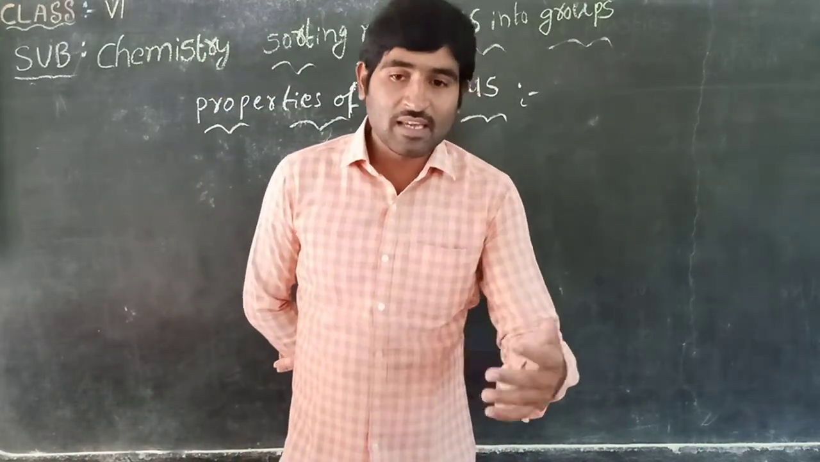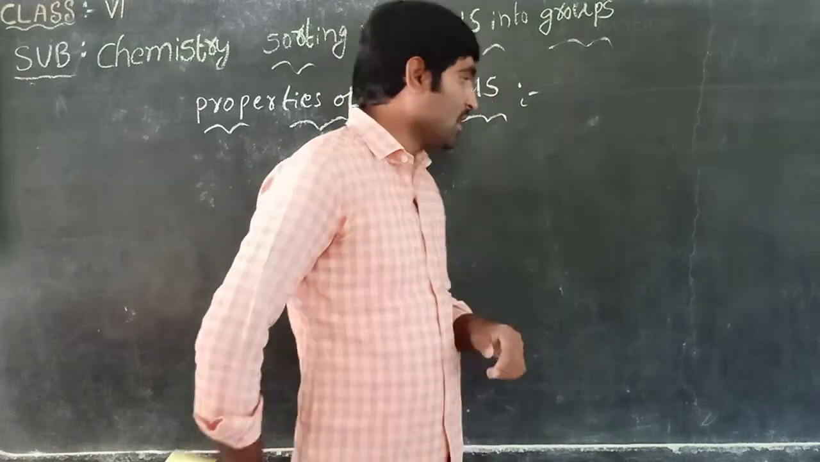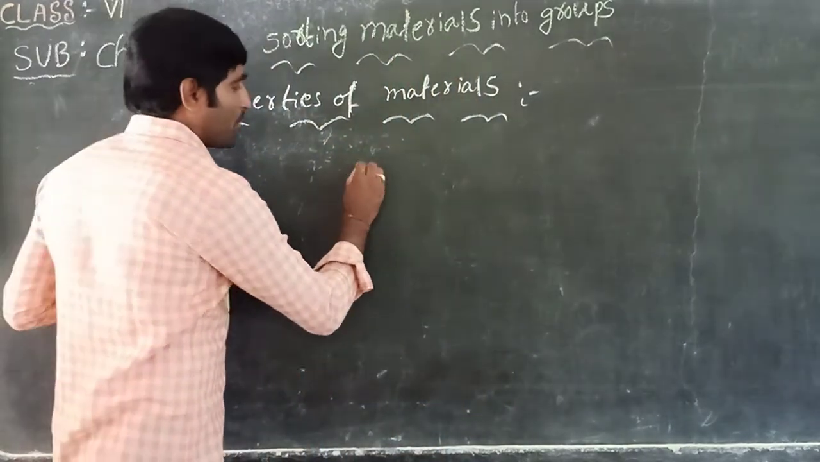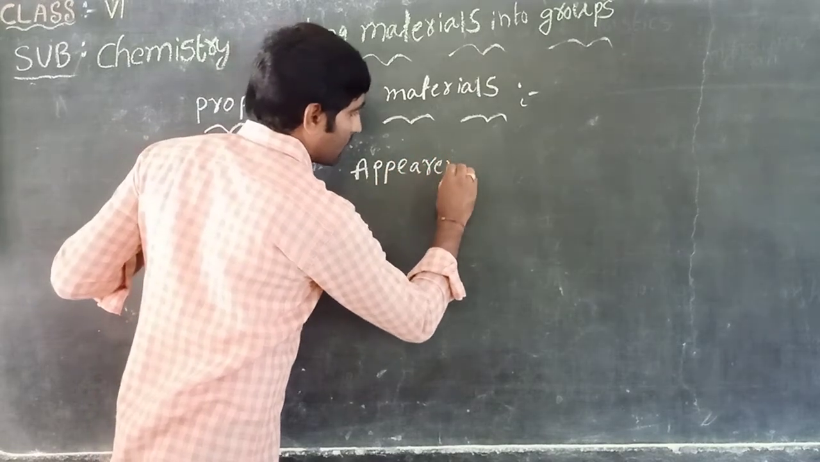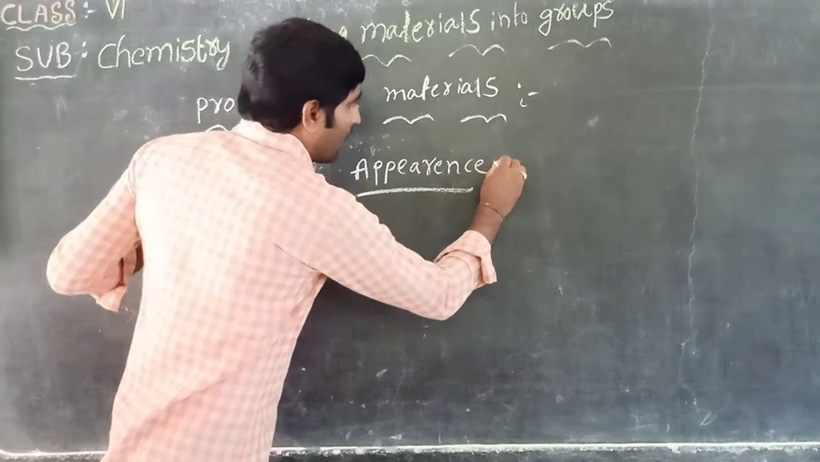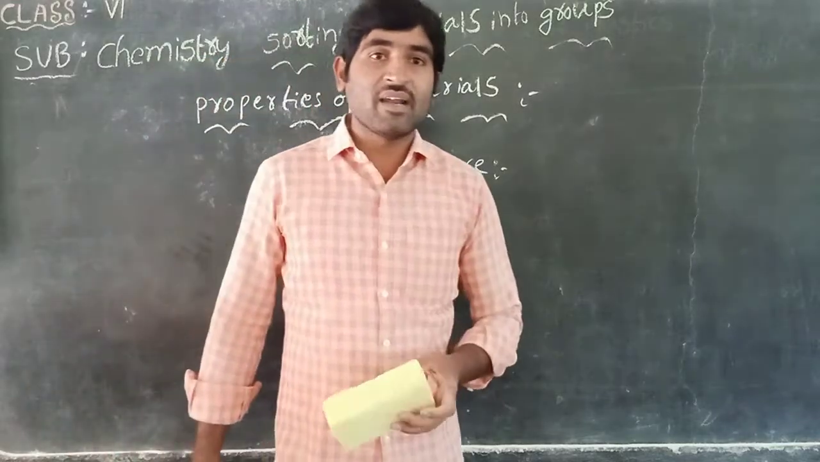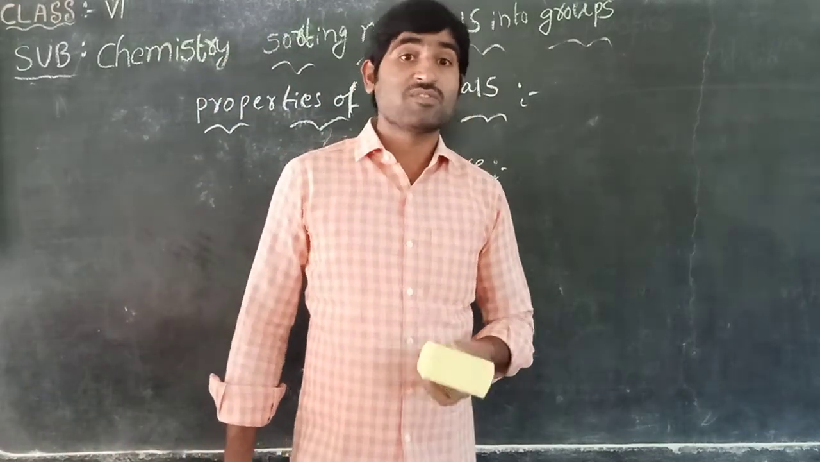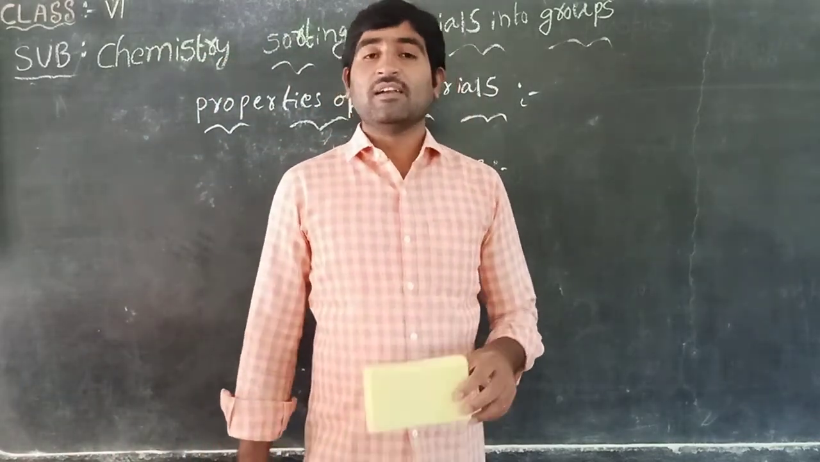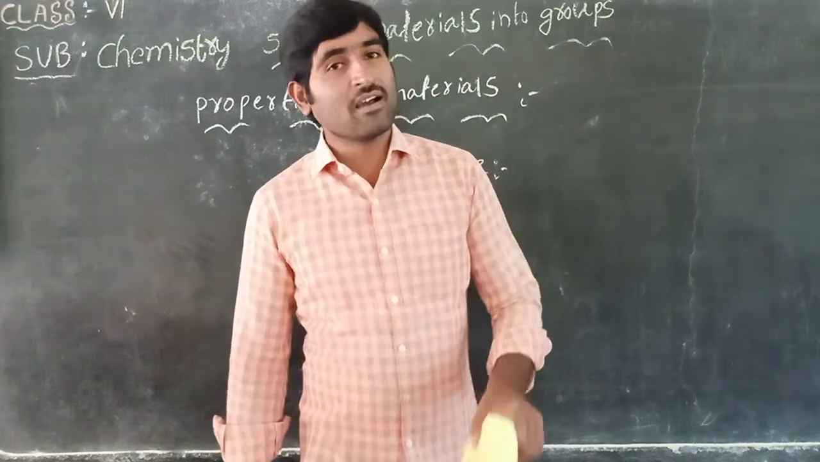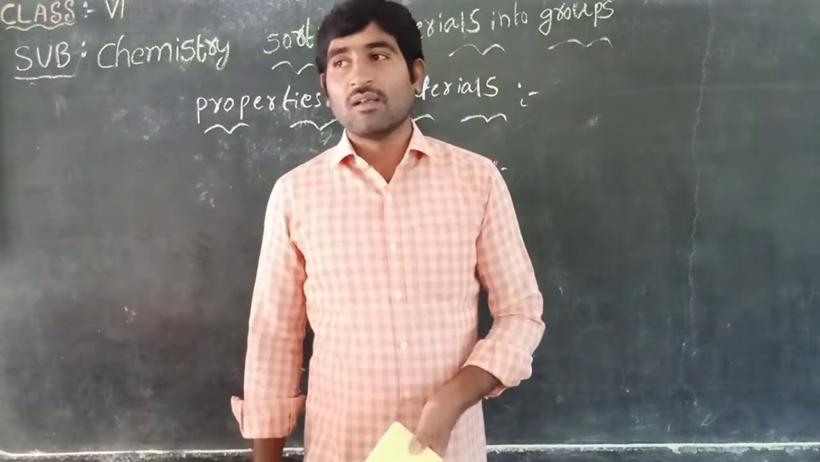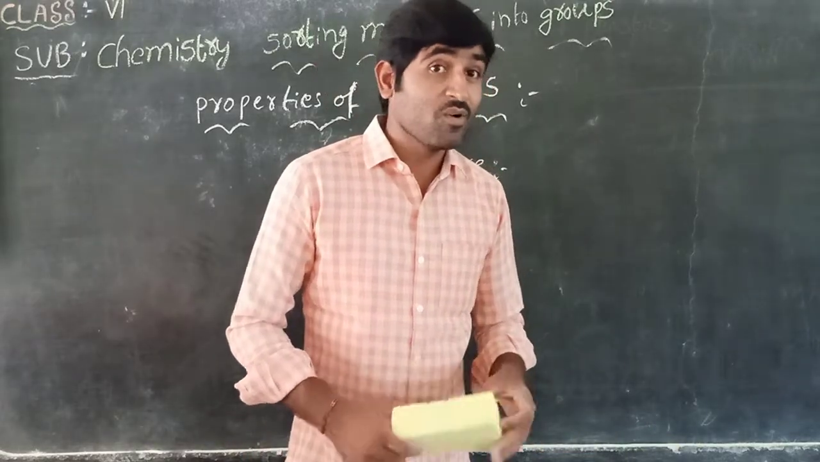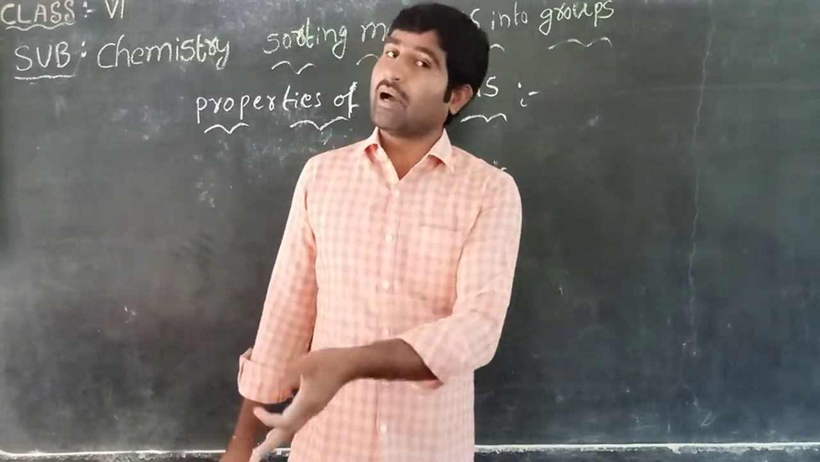Some properties are given here. The first property is appearance. Do all materials have the same appearance, the same color? No. Different materials may have different colors. For example, take wood and iron. Do both have the same appearance? No. Wood is entirely different from iron.